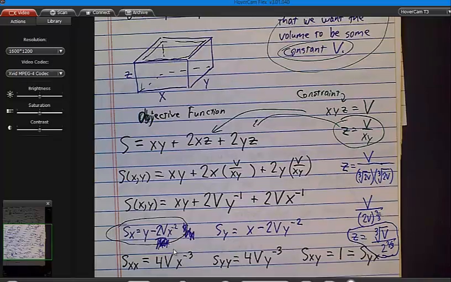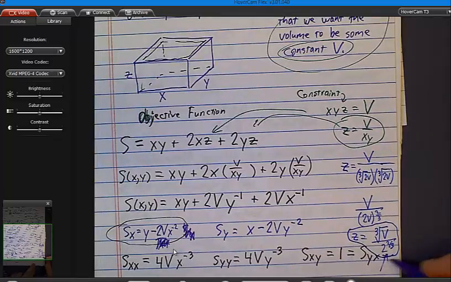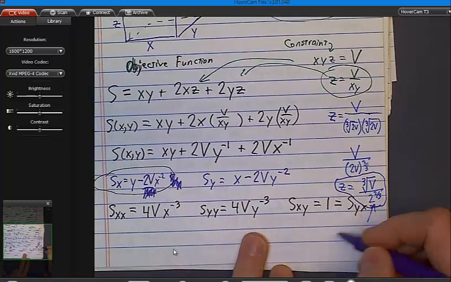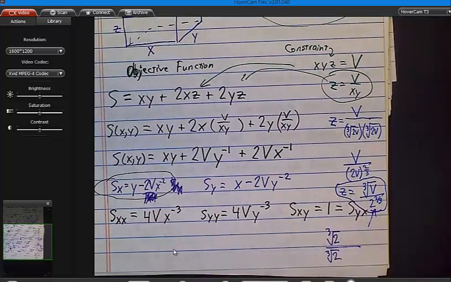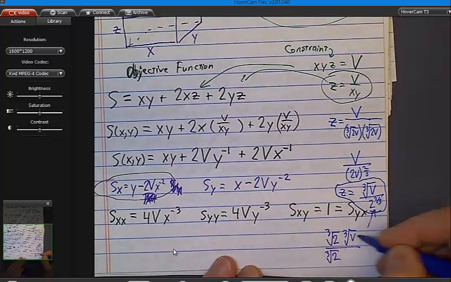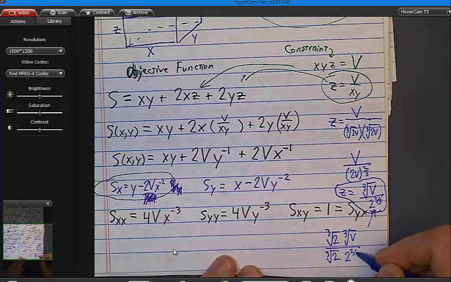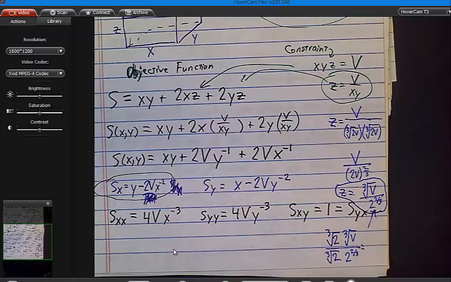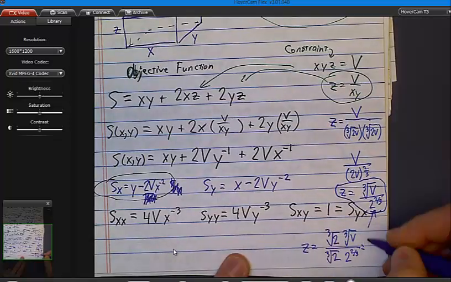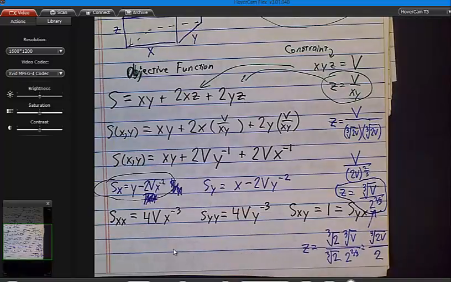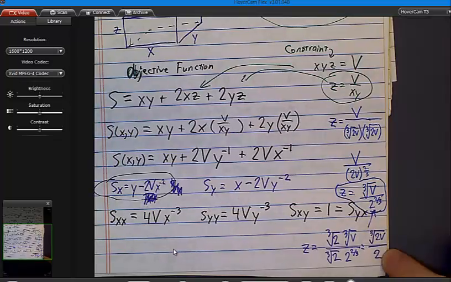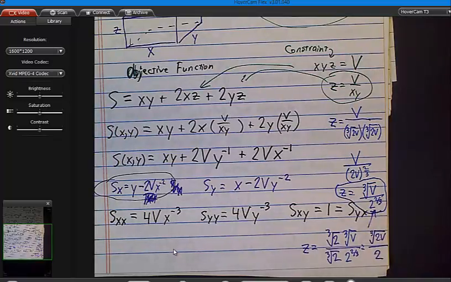Actually, what I could do, guys, is I could take that and multiply top and bottom by the cube root of 2. So if I multiply by cube root of 2 and cube root of 2 on top and bottom, and here I had the cube root of v, and here I had 2 to the 2/3 power, what I learn is that z should not be as big as x and y. It should be the cube root of 2v over 2. So it should be half as big as the square. So when you have an open top, make z half the size of x and y, and make x and y into a square.